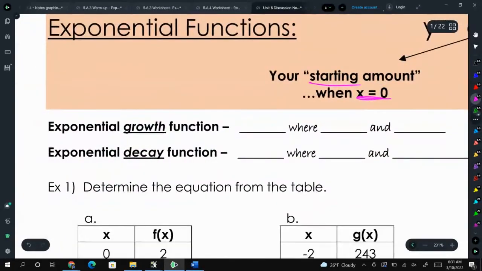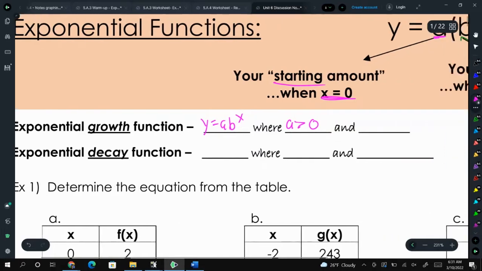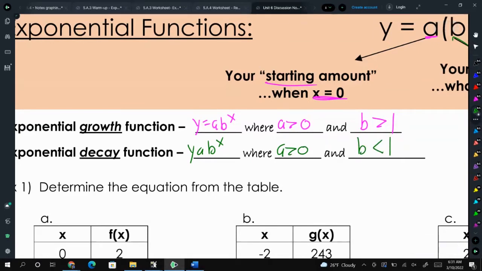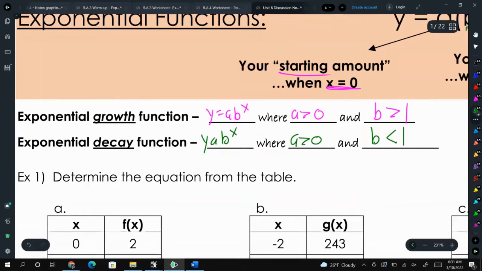So exponential growth, y equals a times b to the x, where a is greater than 0, so a is positive, and b is greater than 1. In exponential decay, it looks the same, and a is still greater than 0, but b is less than 1. And b always has to be a positive number. We can't have a negative b value. That wouldn't be an exponential growth function or exponential decay function either. And then the a values have to be bigger than 0 for us to have growth or decay.